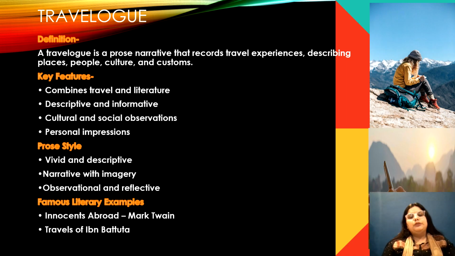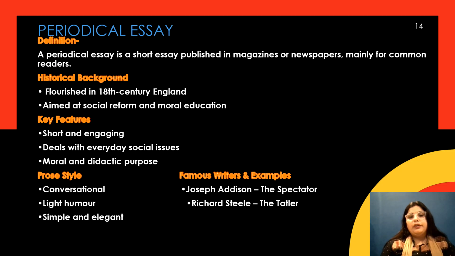Cultural and social observations are found in this particular kind of writing, and it is also a personal impression. If we talk about the prose style, it is vivid and descriptive, narrative with imagery, and observational and reflective too. If we talk about literary examples, we have Innocents Abroad by Mark Twain and Travels of Ibn Battuta.